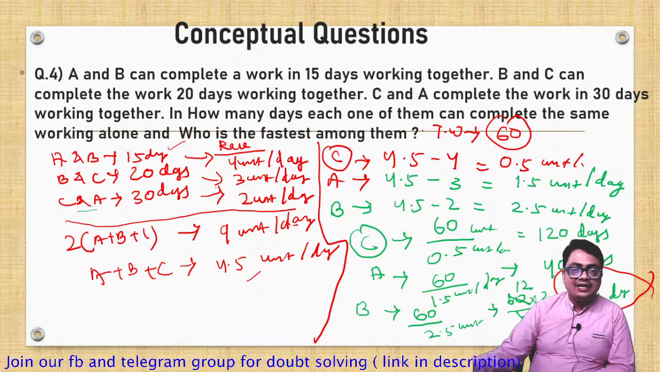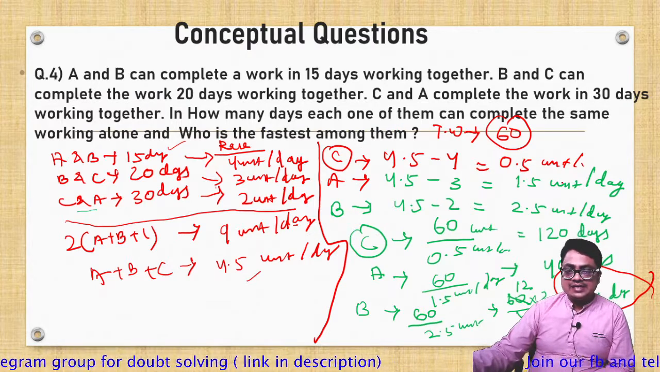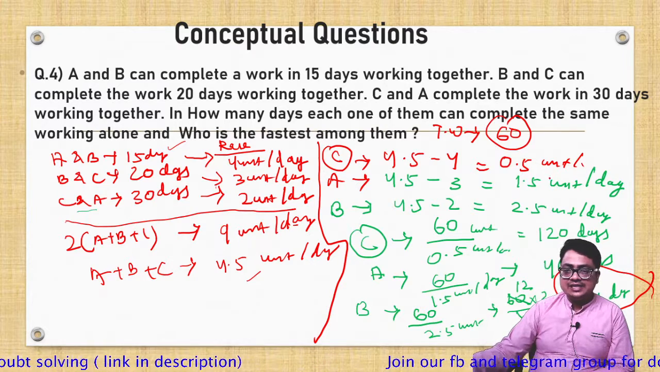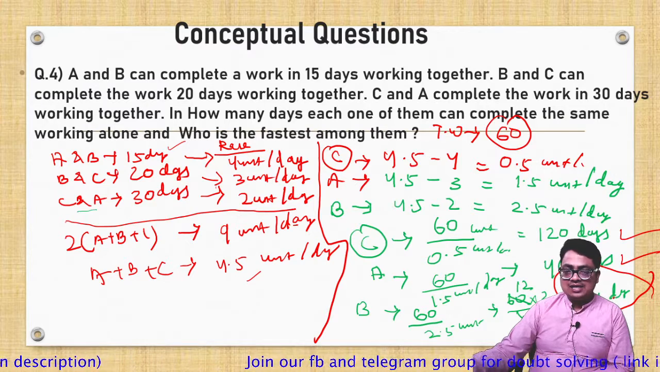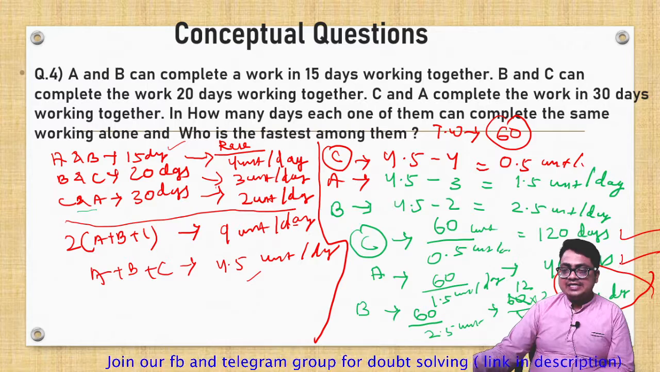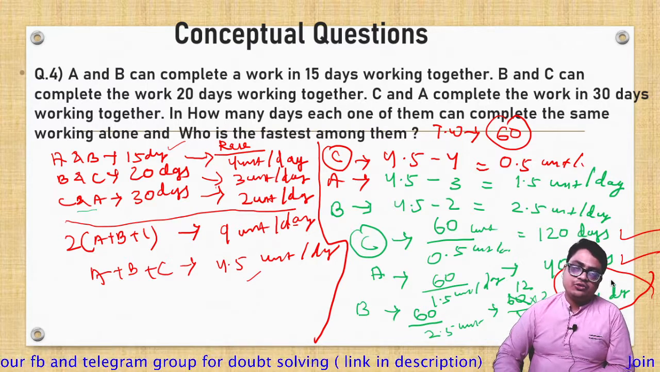It is asking how many days each one of them is taking. C is taking 120 days, A is taking 40 days, and B is taking 24 days. Okay. So hope you got this.